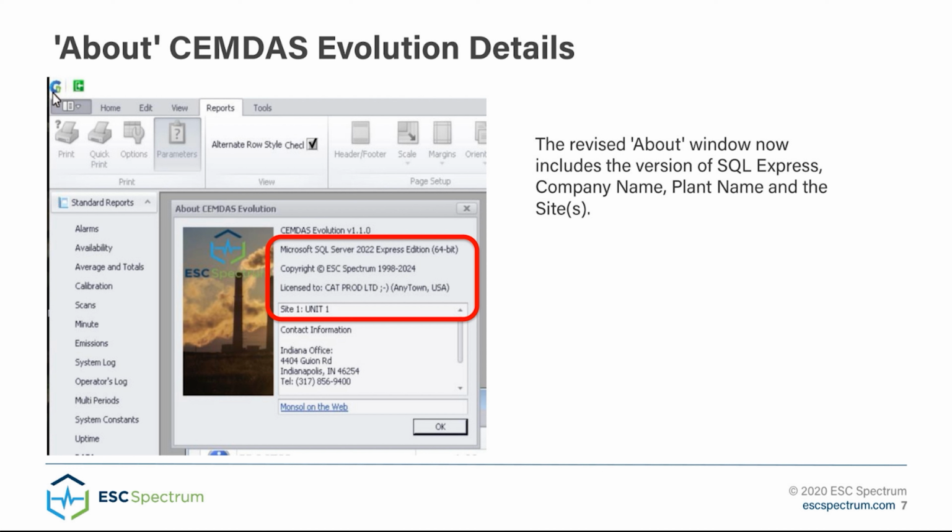The next update is associated with the About CEMDAS window. Not only will it tell you the version of CEMDAS, but it will now include the version of SQL Express that is running, the company name, plant name, as well as the number of sites that have been configured for that customer. This gives us a bit more detail, especially when a company that is utilizing CEMDAS has multiple sites, multiple states, sometimes even across the street from each other, just to be able to clarify customer one versus customer two. Next screen, please.